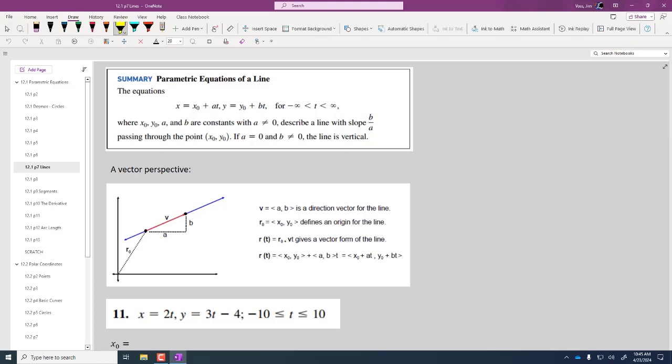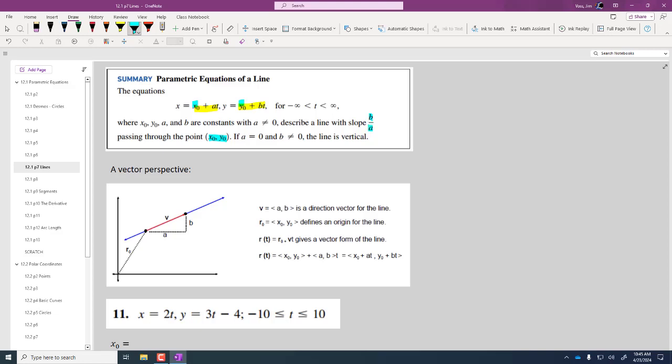So I'll show you both perspectives, but the idea with the parametric equations for the line is that both the x-coordinate and the y-coordinate are both linear. So what we're going to think about is a point that's on the line, which is going to be the x naught, y naught. So there's the x naught and there's the y naught. And then the slope of the line is b over a.